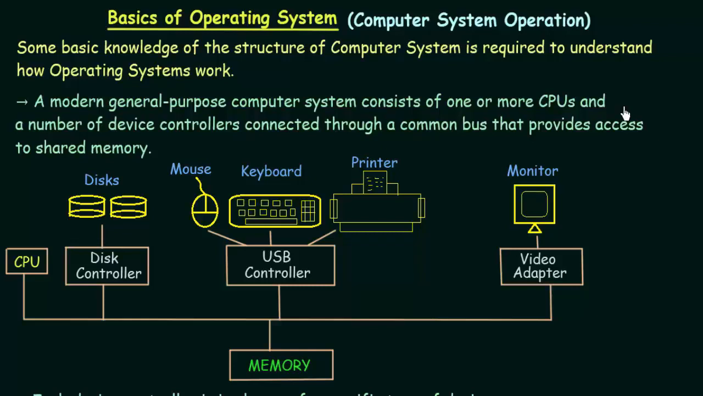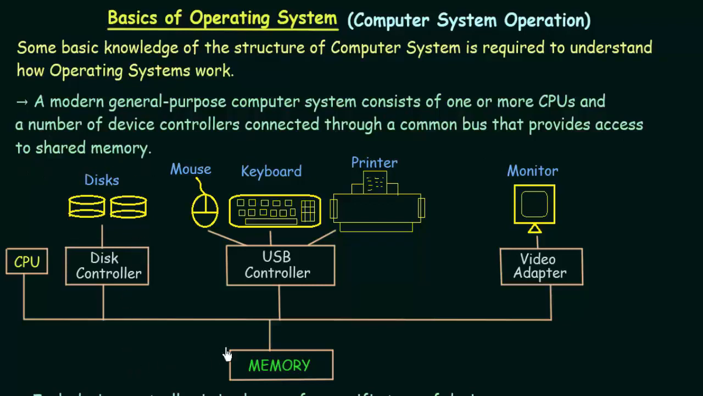Alright, and the modern computer systems may have one or more CPUs depending on the processing power of your computer. So that is the meaning of the first line. And a number of device controllers connected through a common bus that provides access to shared memory.